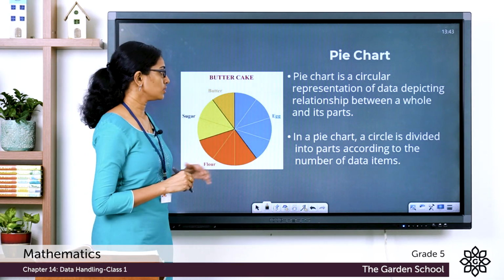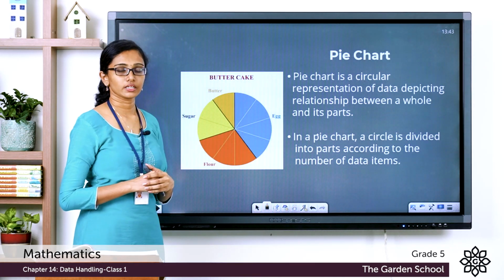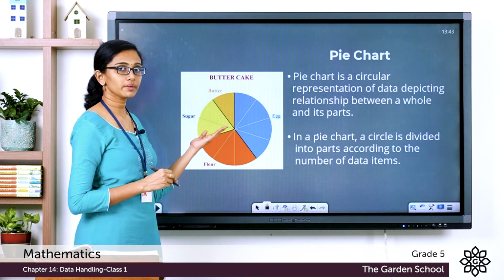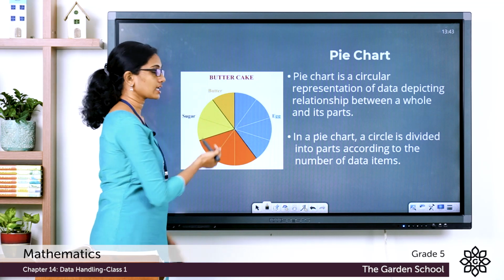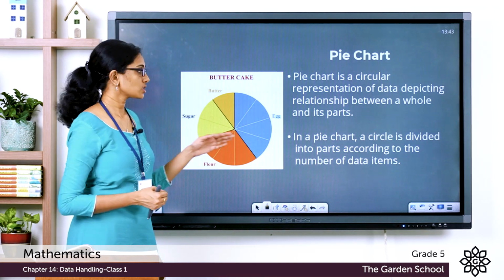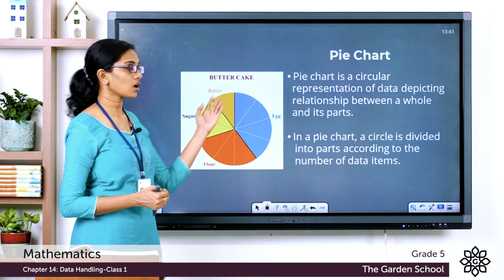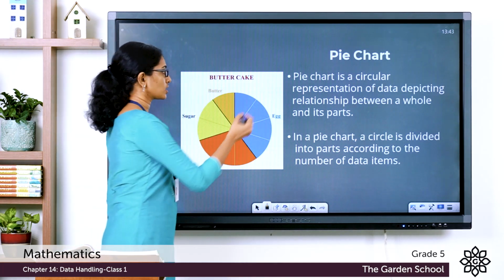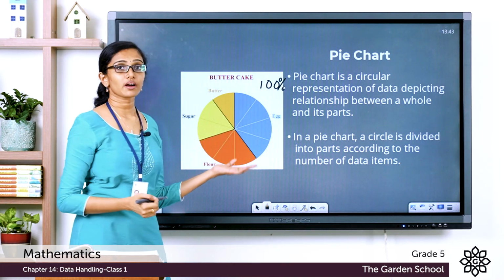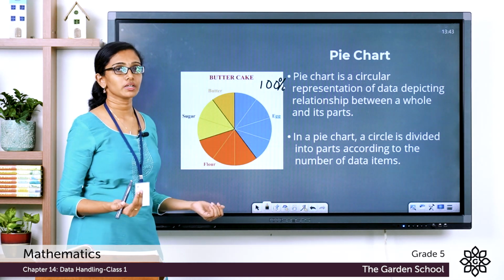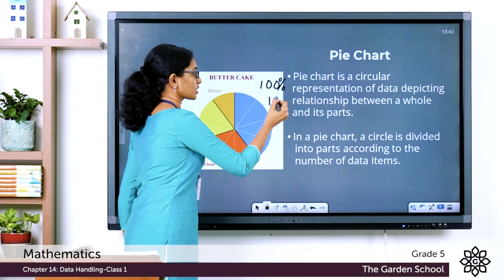And in a pie chart, a circle is divided into parts according to the number of data items. See, in this example, you can see one whole circle is divided into how many parts? 1, 2, 3, 4, 5, 6, 7, 8, 9, 10. 10 equal parts. So this one full circle or one whole represents 100%. So if it is divided into 10 equal parts, each part will represent how much? Each part will represent 10%.